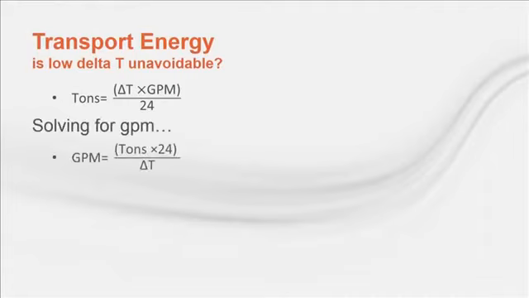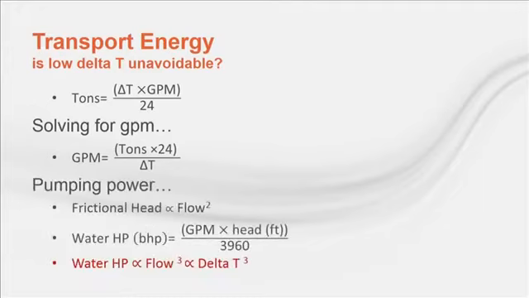We should all know the formula for tons by now. If we arrange and solve for GPM, we see that because the delta T is in the denominator, if the delta T goes down, the GPM must go up to provide the same tons to the system. Said another way, at a given tonnage, the system GPM is inversely proportional to the delta T. We know from system effects analysis that the frictional component of the piping pressure drop, or head, varies by approximately the square of the flow.